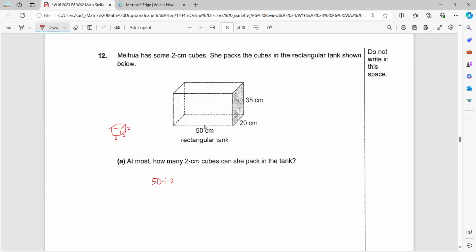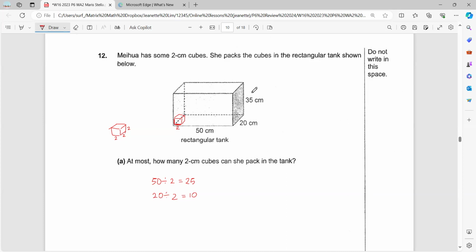Because each side of the cube here, this part here is 2. 25 cm. So what about the length? Sorry, the breadth. 20 cm, how many can you pack? So 20 divided by 2, which is 10. So each layer, 25 along the length, 10 along the breadth. So that's 25 times 10.